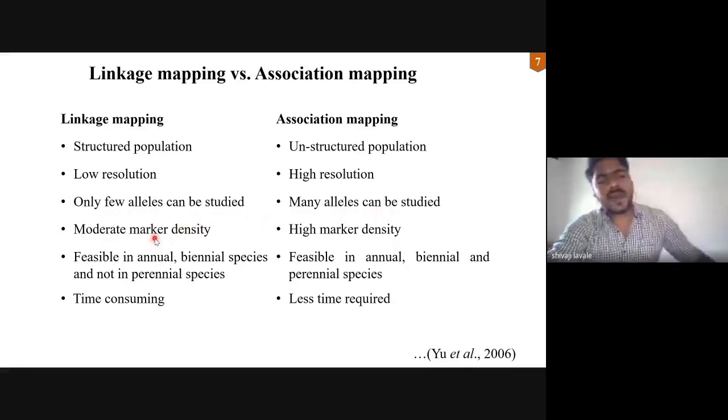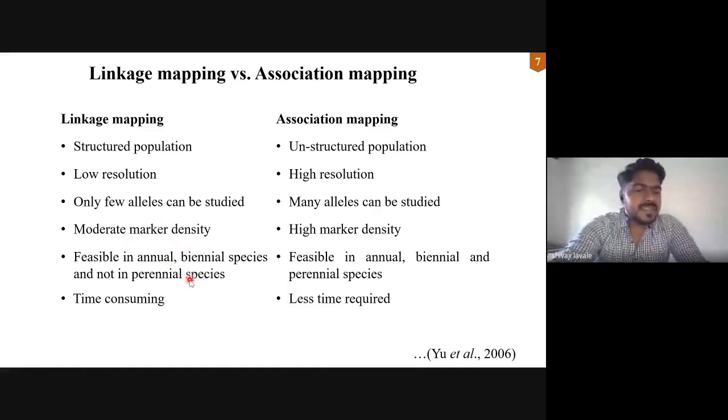In case of marker density, in linkage mapping we use moderate marker density. Here we need high marker density. In case of linkage mapping, we can use it in annual and biennial species. But we cannot imagine developing a mapping population like F2, F3 in case of perennial species. It is very difficult, or I will say unimaginable. But in case of association mapping, we can simply collect those accessions, and we can go for the association studies. Linkage mapping takes a very long time, whereas association mapping takes very less time.